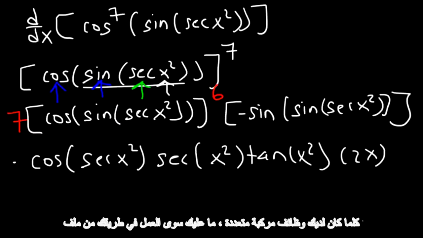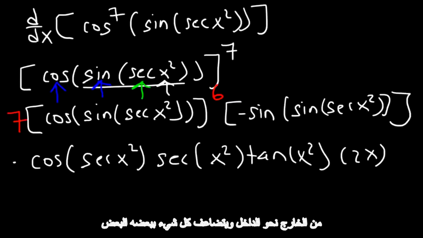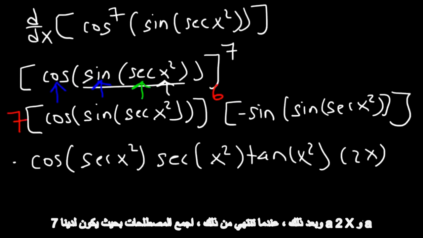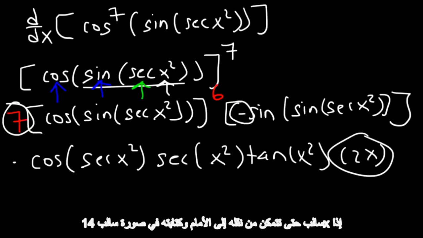So whenever you have multiple composite functions, just work your way from the outside towards the inside, and everything is multiplied by each other. And then when you're done, simply collect terms. So we have a 7, a 2x, and a negative. So you can move that to the front and write it as a negative 14x if you want to.